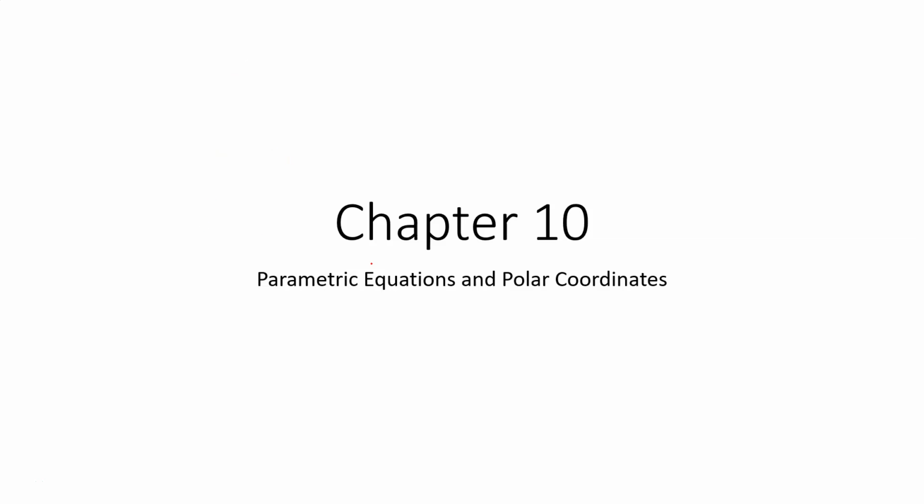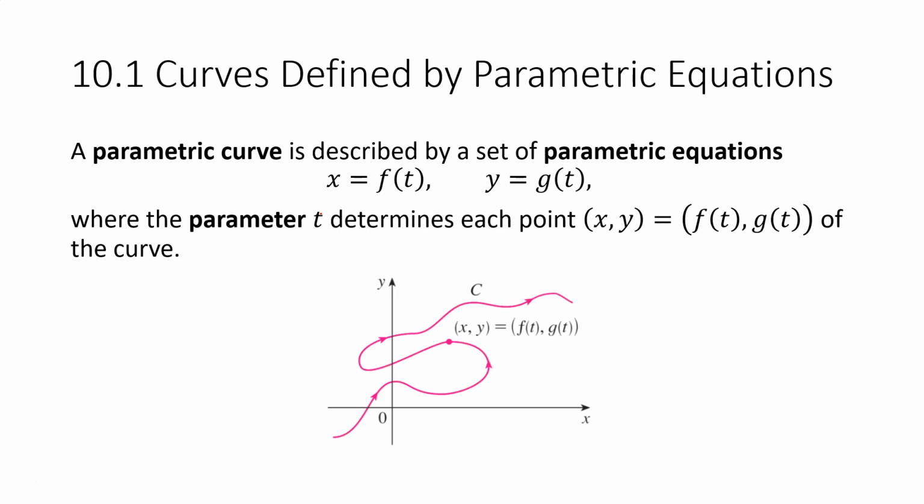In Chapter 10, we're going to introduce two different kinds of coordinate systems, one involving parametric equations and another involving polar coordinates. So the first two sections will involve parametric equations. In 10.1, we're going to focus mostly on what parametric equations are and what we can do with them.